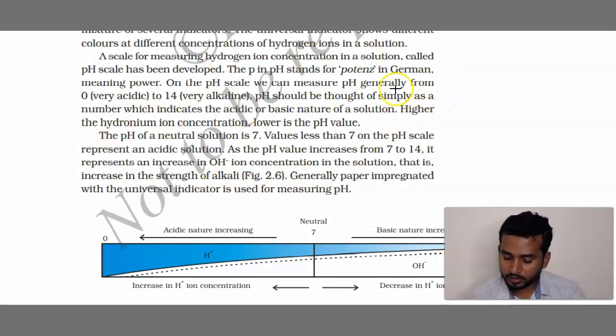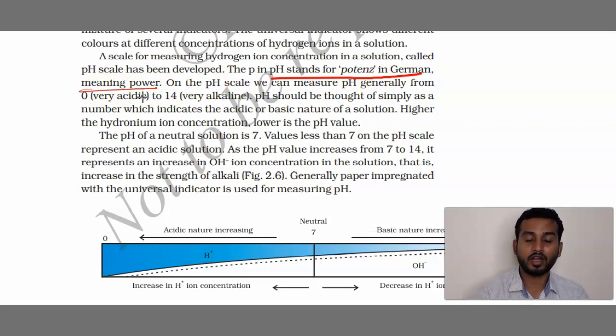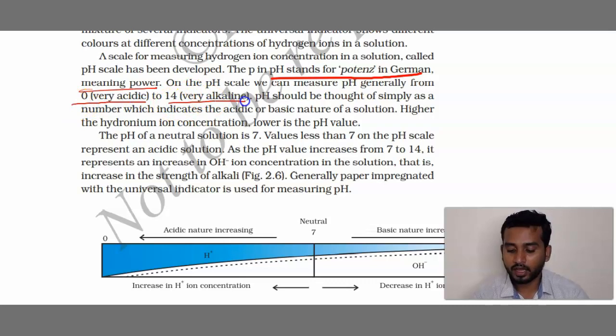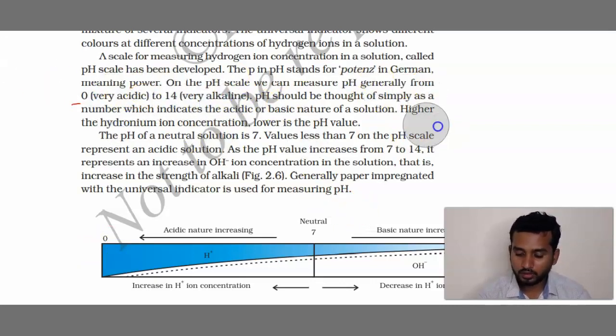That's nothing but, what does pH stand for? Potenz in German. The meaning is power of hydrogen ion, that is, power of hydrogen ion concentration. Okay, pH. So usually we use this scale. 0 is very acidic, 14 is very alkaline. Got it? You can just go through that point. Got it? And 7 is neutral.